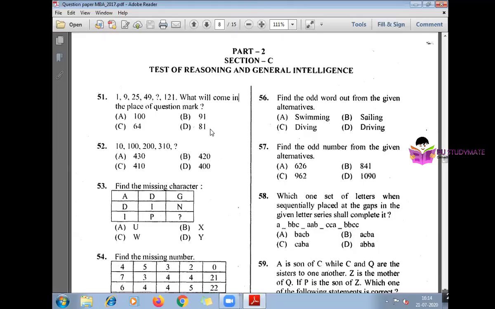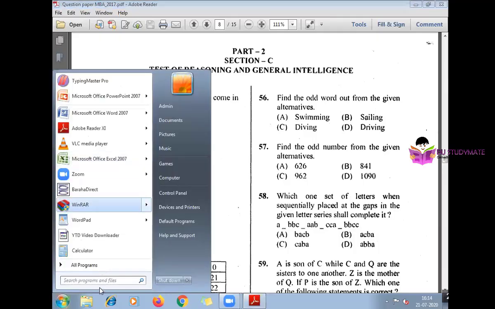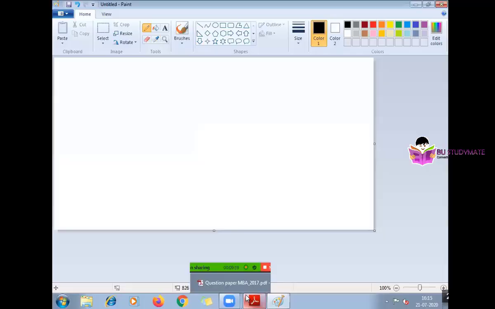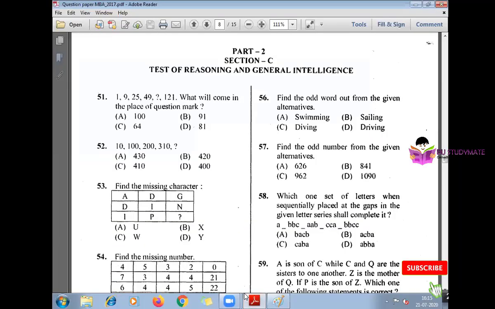So seeing this, we can understand that there is a pattern of squarings. When you observe it, this is a square of 1, 9. It's a square of 3. 25 is the square of 5. 49, it's a square of 7, dash, 11. One second, I'll use Paint, it will be much more useful for me. See, they have given 1, 9, 25, 49, dash, 121, right?